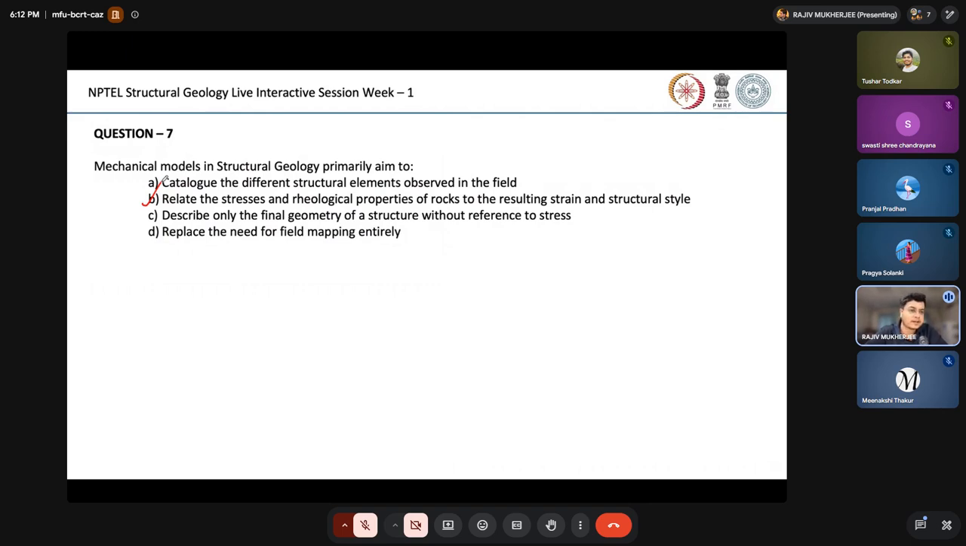Okay, so mechanical models in structural geology primarily aim to relate the stresses and rheological properties of rocks to the resulting strain and structural style. Simple.